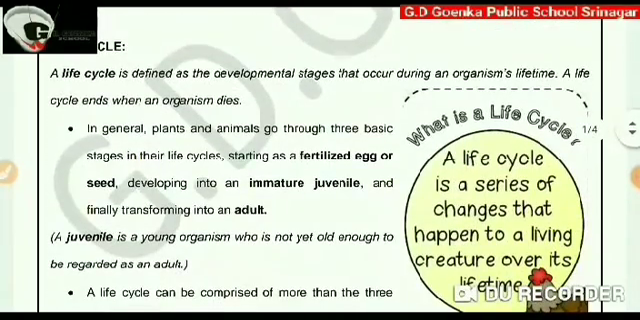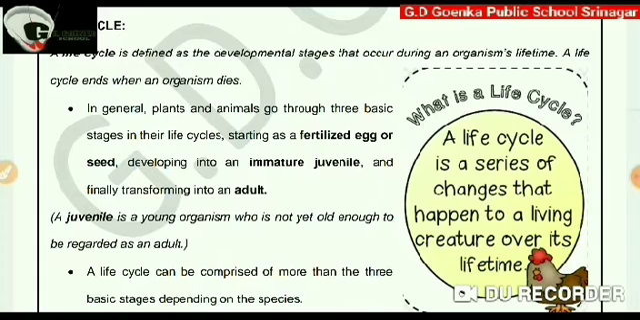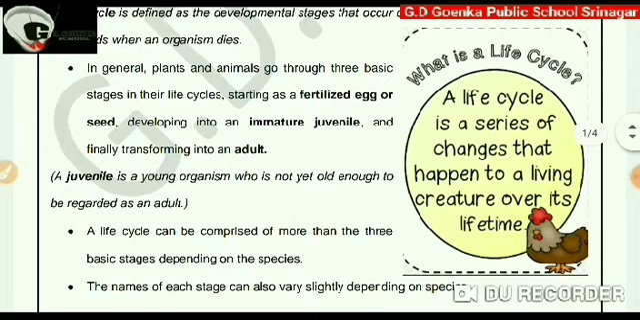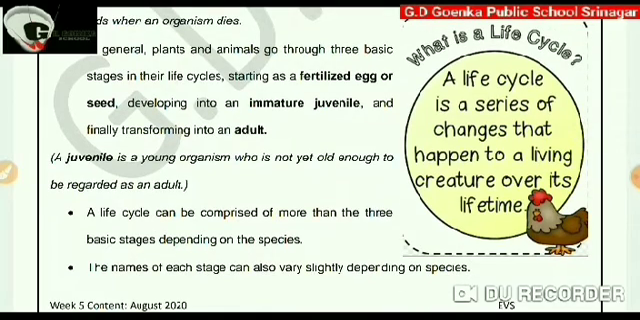So, what is a life cycle? Yes, a life cycle is defined as a series of changes that occur during an organism's lifetime. We can also say a life cycle is defined as the developmental stages that occur during an organism's lifetime. A life cycle ends when an organism dies. In general, plants and animals go through three basic stages in their life cycle, starting from a fertilized egg or seed, which develops into an immature juvenile and finally transforms into an adult.